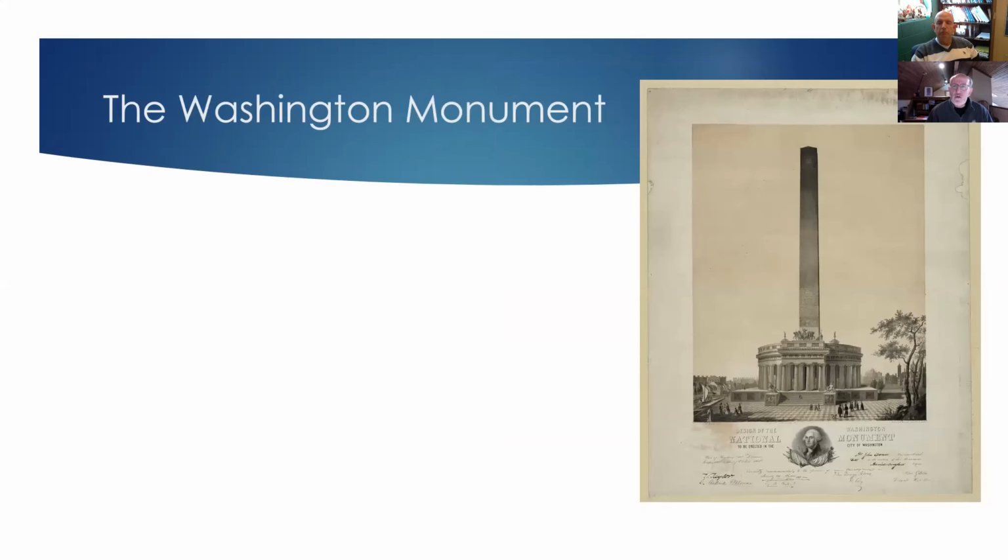If we stick with the Washington Monument, this is the original plan for the Washington Monument. It started construction in 1848, but by 1854, the society that was funding it ran out of money.